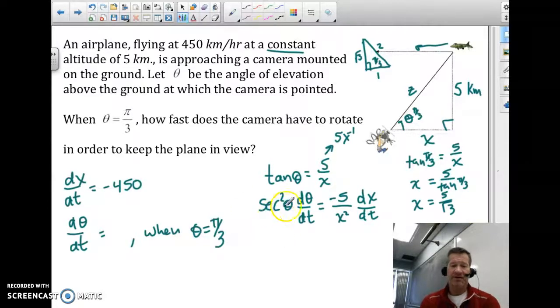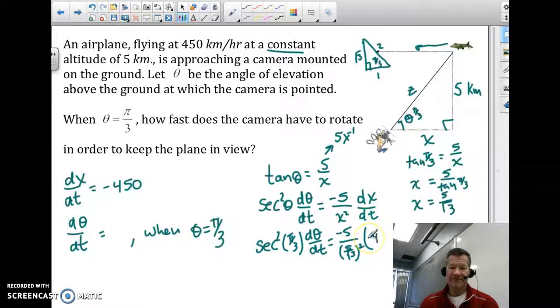So now let's finish this up. I know theta is pi over 3. So this says the secant squared of pi over 3 times d theta/dt equals negative 5 over the square root of 3 squared times dx/dt, which is negative 450. Now, secant of pi over 3, let's back up here. Secant is hypotenuse over adjacent, so 2 over 1. So secant of pi over 3 is 2, squared is 4, times d theta/dt equals negative 5 over, if I square this, I get 25 thirds, times negative 450.